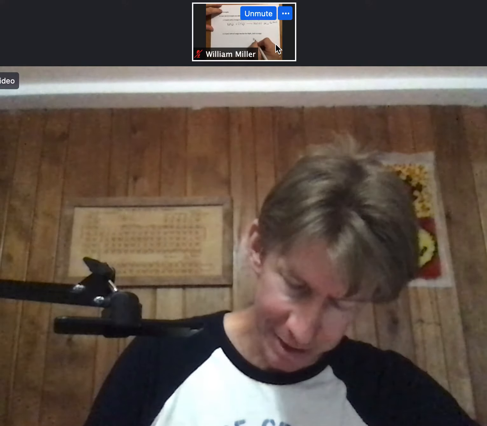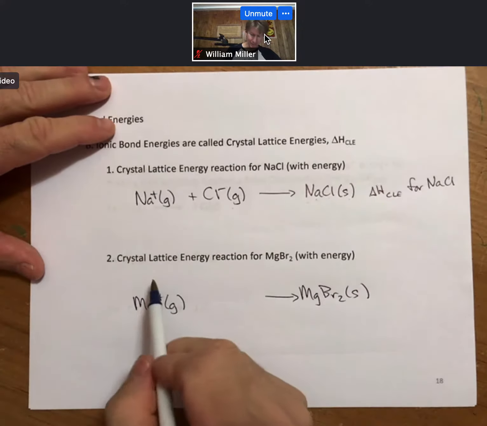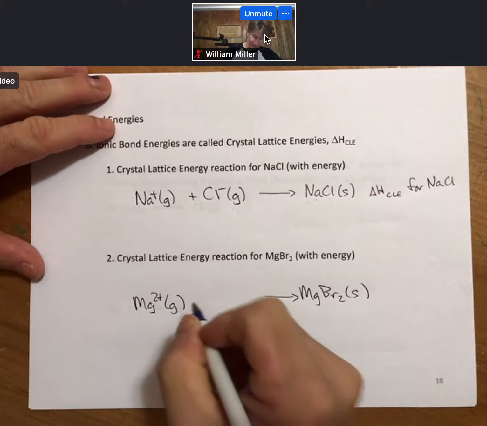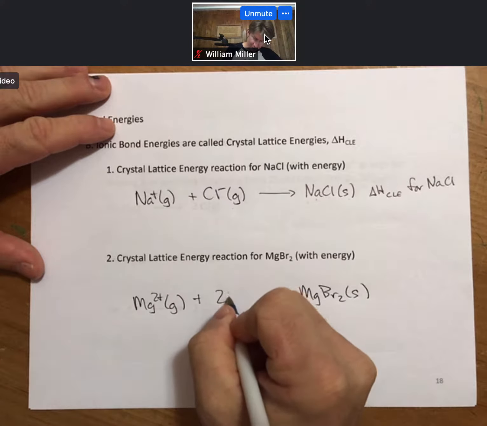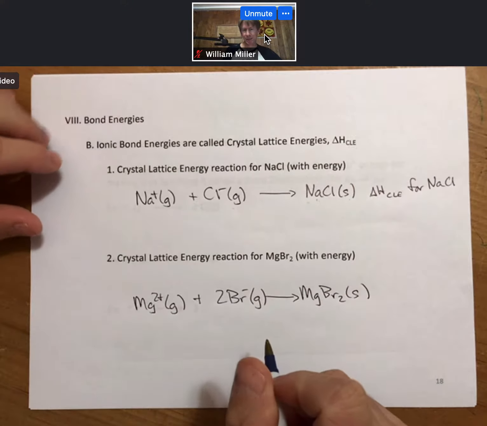Now we can do this for magnesium bromide as well. Remember, take the magnesium bromide, it's in the solid phase, and put ions over here. So this is going to be magnesium 2 plus in the gas phase, plus 2 bromide minus in the gas phase.